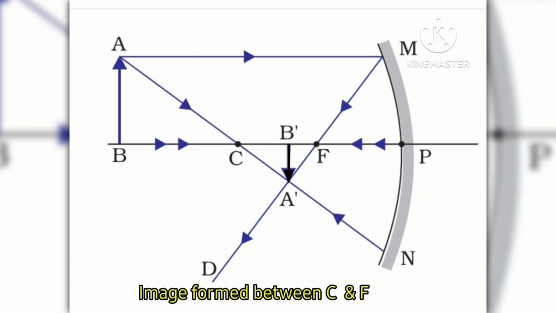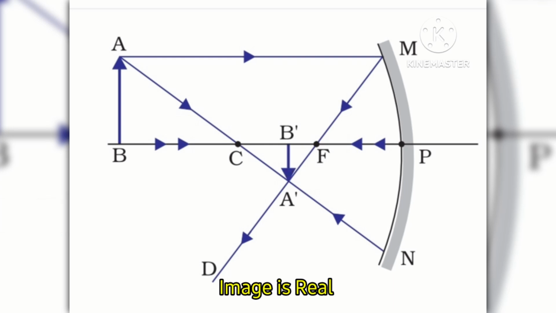So the image characteristics we have here are: the image is a diminished image. The image is real because the reflected rays meet at a point. So that's why the image is a real image. And the nature of that image is inverted.